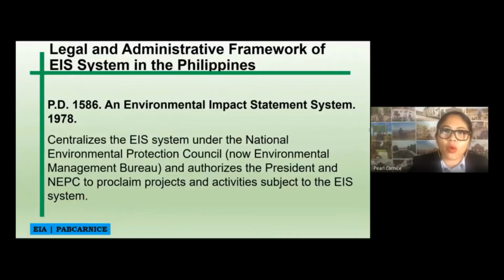And then it was transformed into PD 1586, in which an environmental impact statement system, which dates back to 1978, centralizes the EIA system under the National Environmental Protection Council, or NEPC. However, today it is now called the EMB, or Environmental Management Bureau, which is under DENR, and authorizes the President and the NEPC to proclaim projects and activities subject to the EIS system.